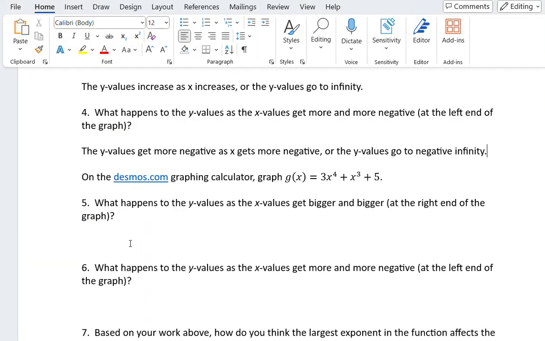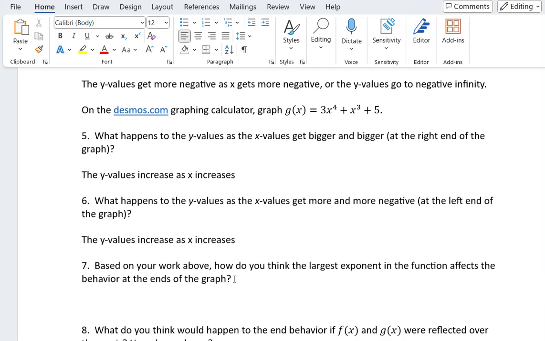So for this one, as the x values get bigger and bigger, the y values are also getting bigger and bigger. And as the x values get more and more negative, the y values are also getting bigger and bigger. So the y values increase for both. Or we could say that they go to infinity again.